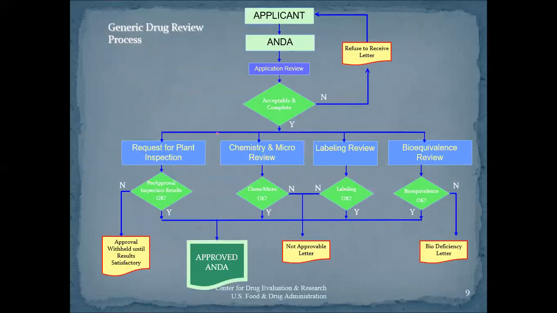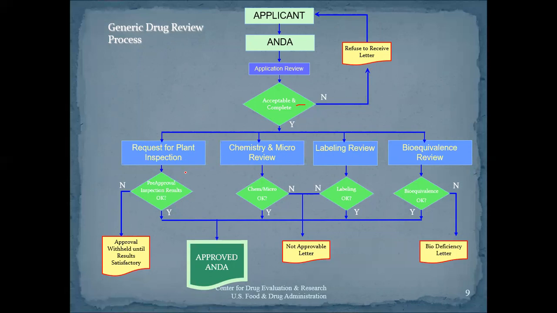Let's talk about how a generic drug review process works. An applicant applies for the abbreviated new drug application. The application is reviewed, and if this application is found to be acceptable and complete, it undergoes plant inspection, chemistry and micro review, labeling review, and bioequivalence review. If it is not acceptable, it is sent back to the applicant.